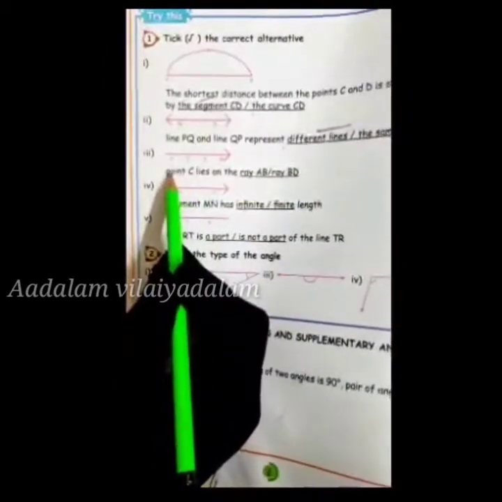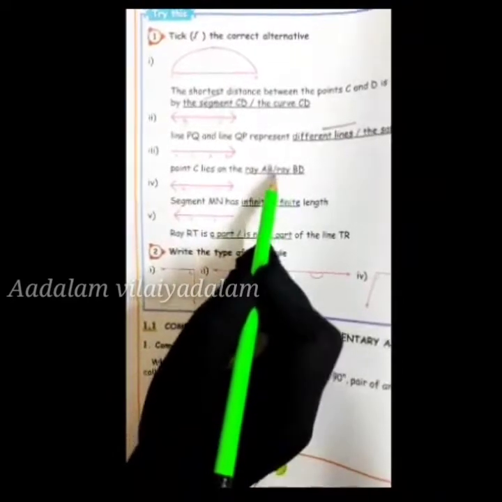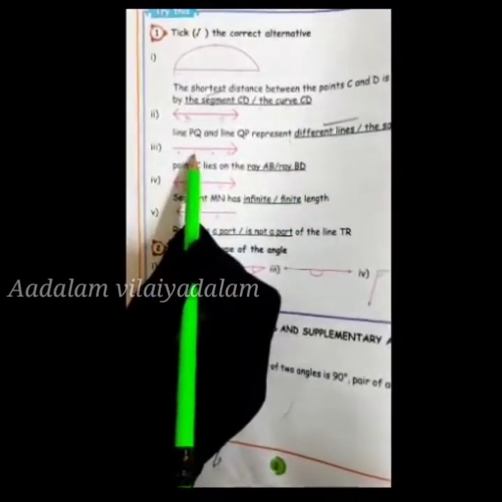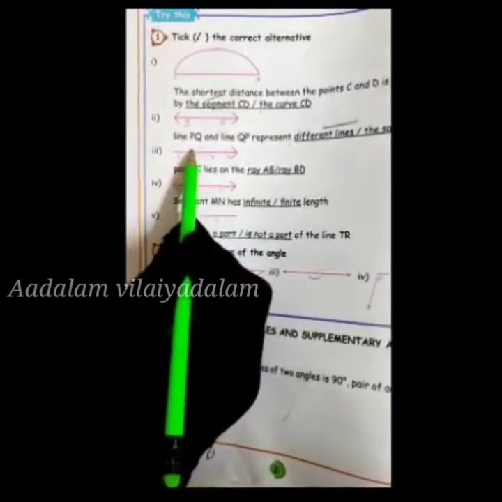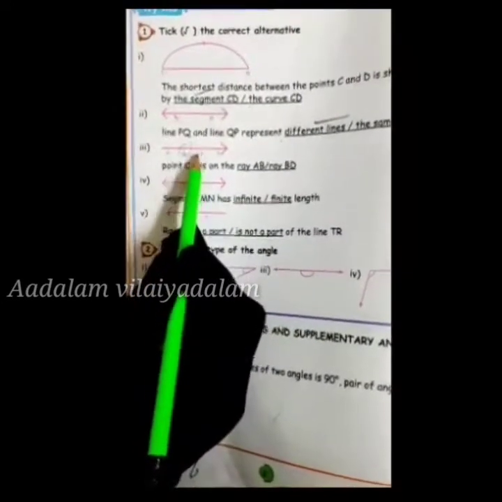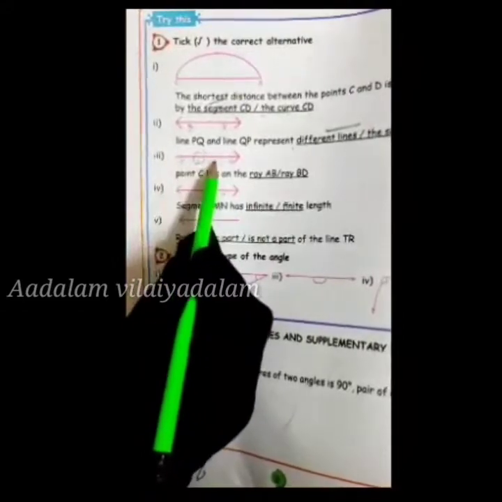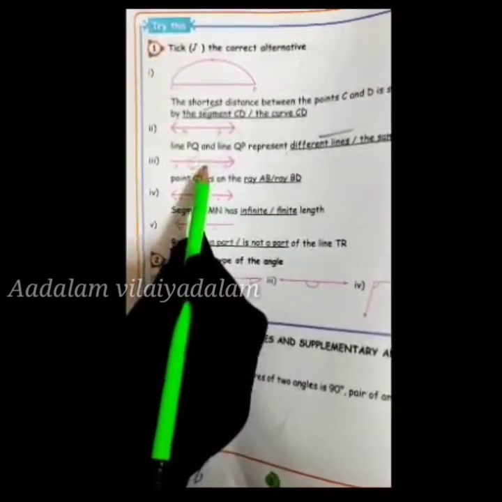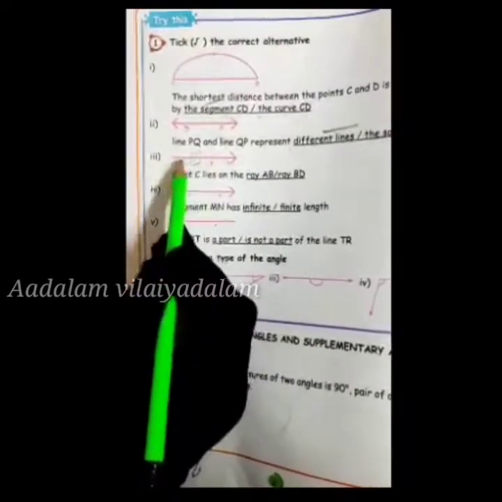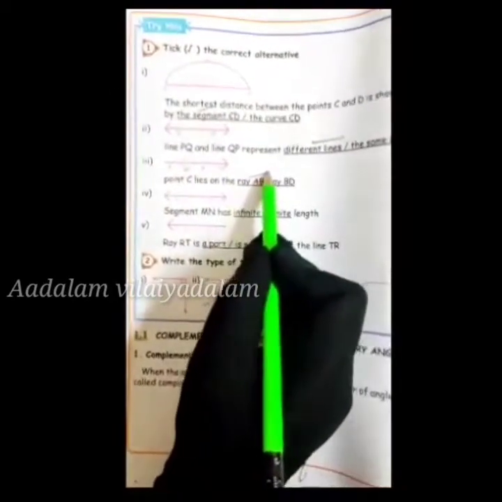Third one: point C lies on the ray AB or ray BD. So whether C is on ray AB or ray BD. Here C is on ray AB. It comes in between A and B. So what answer will come? The answer is ray AB.